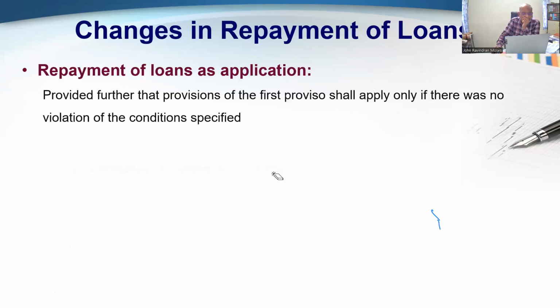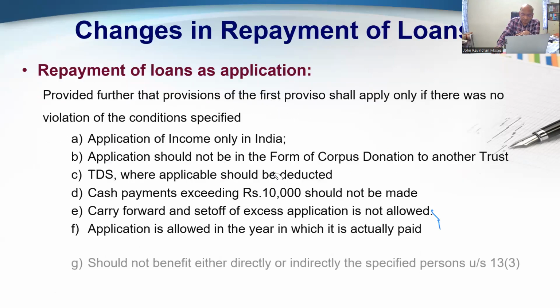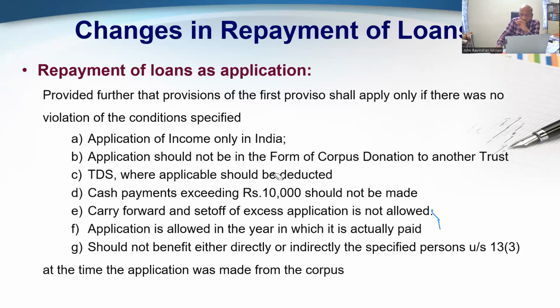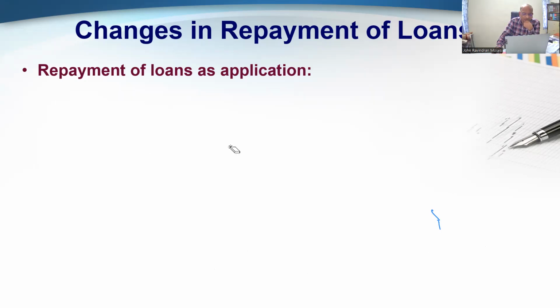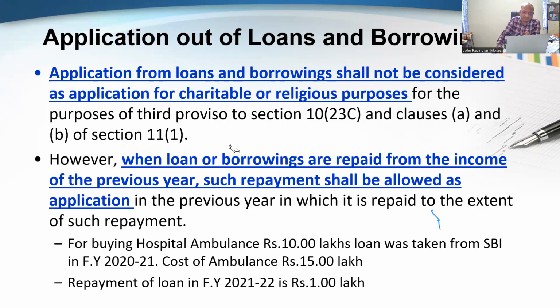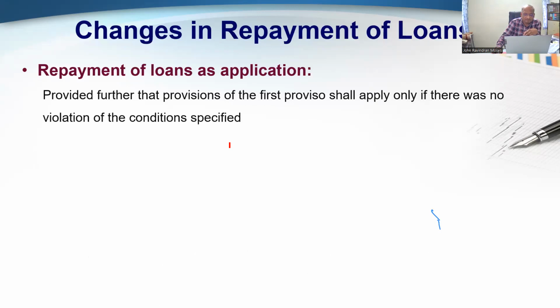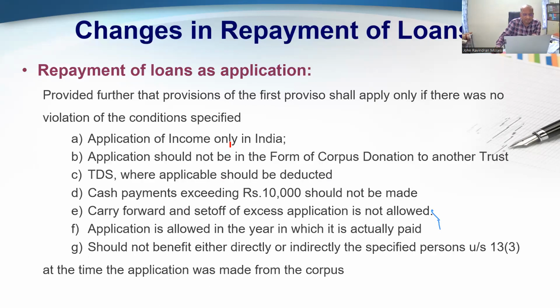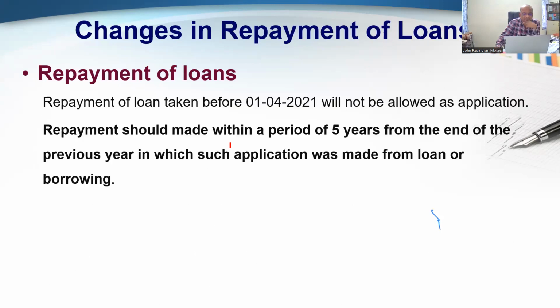Okay, right? And here also, very similar to corpus, you have to fulfill the conditions, which normally you will comply with for your regular application. So you have to ensure that you are fulfilling all the conditions, because when you take the loan, you cannot presume that because this is not allowed as application to me, whatever I'm claiming out of the loan, I can spend anyway and then still get the benefit when I repay. So government says you have to fulfill all the conditions, only then you'll be eligible for the repayment as application.